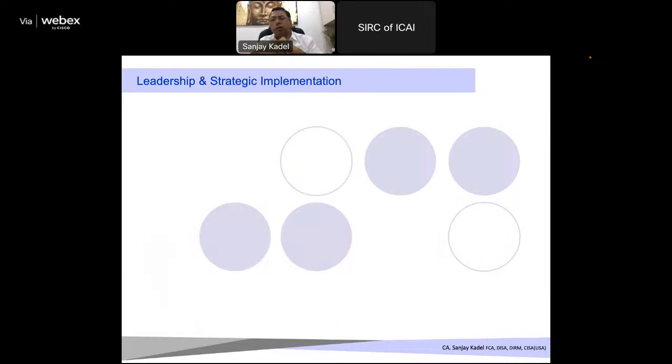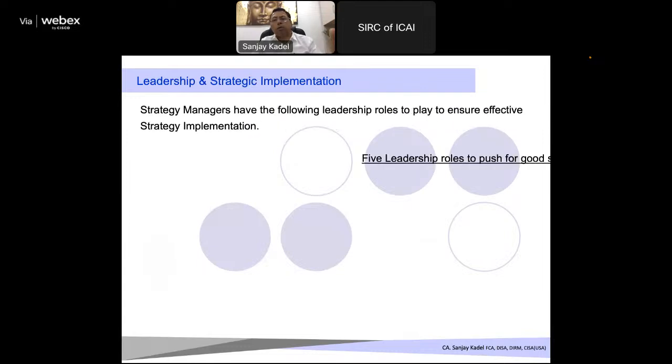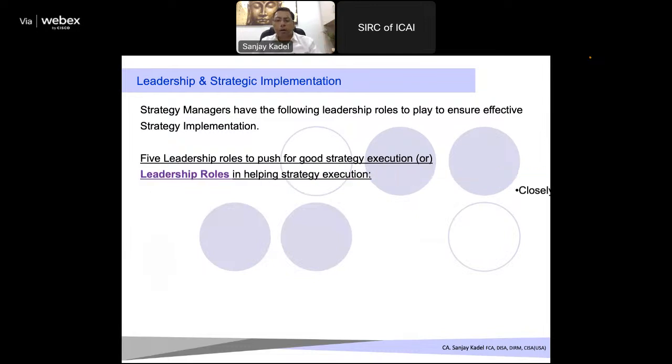Coming to leadership and strategic implementation, second part of this chapter, chapter number 7. So why are we talking about leadership? We are talking about leadership because managers are in a form a leader. In a way, they are the leaders. So when we talk about leaders, we should also talk about what kind of leadership styles or what kind of leadership roles they take up.